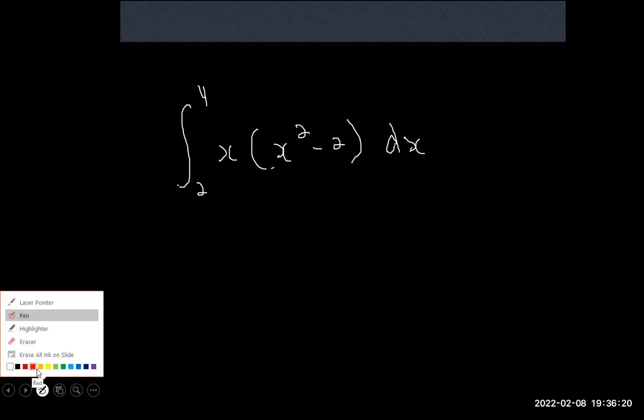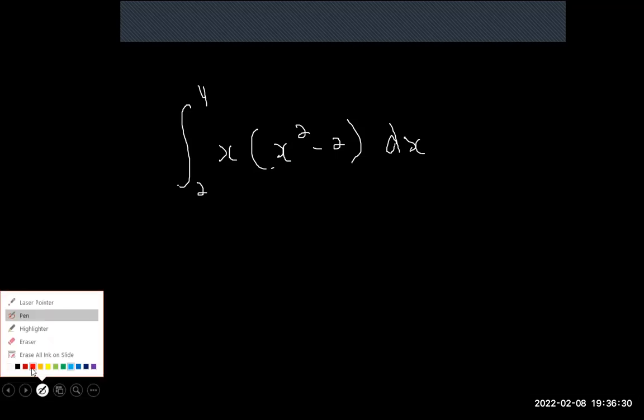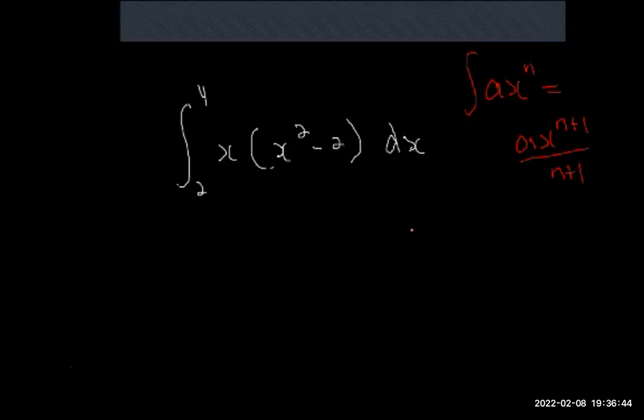How exactly do we integrate that? x times (x squared minus 2) is a problem. Why? This isn't in a form that I can integrate according to my rule. The basic rule of integration is ax^(n+1) all over n+1. This is not in the form ax^n.